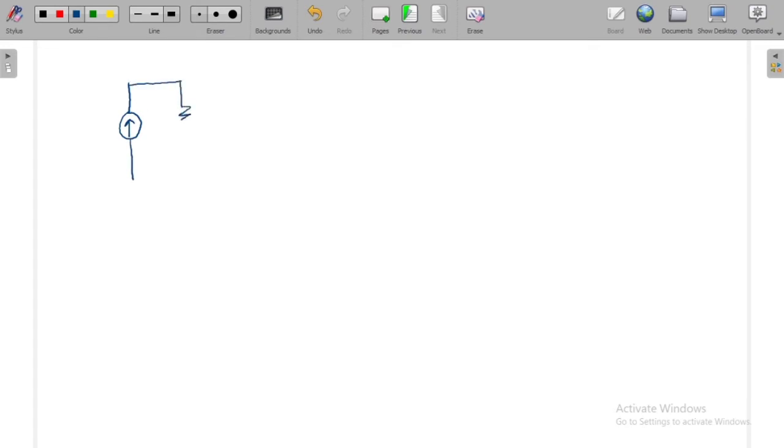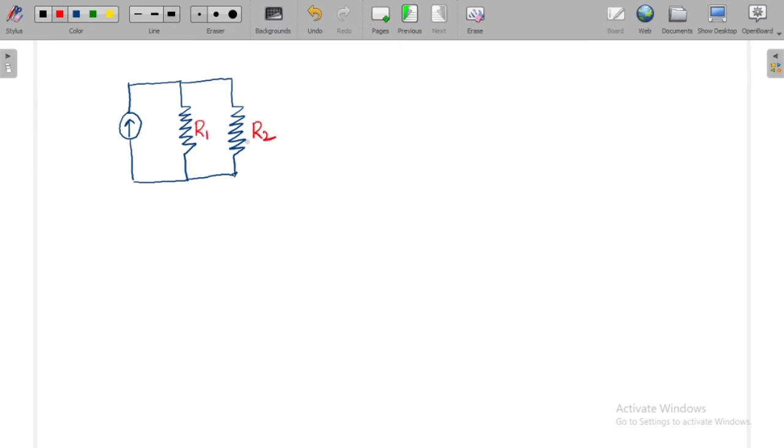We can apply voltage division rule for any number of resistors connected in series. But in order to apply current division rule easily, we need to have two elements or two branches or two resistors connected in parallel, right?